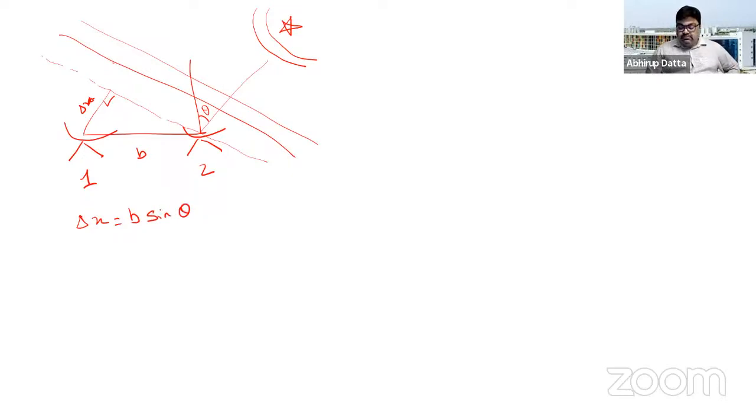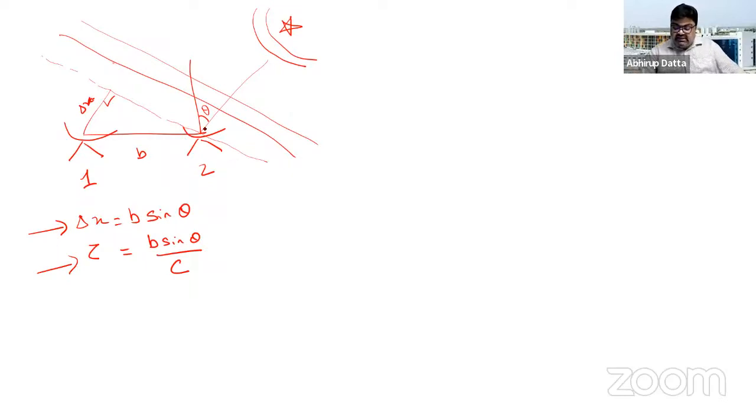And if I want to change this into the additional delay time, this is B sine theta over C. Why C? If you do the math, this additional path comes out to be B sine theta. You can go back to the previous lectures. And so you can see this is the additional path. Additional path is given by delta x, B sine theta, and the delay is given by tau.